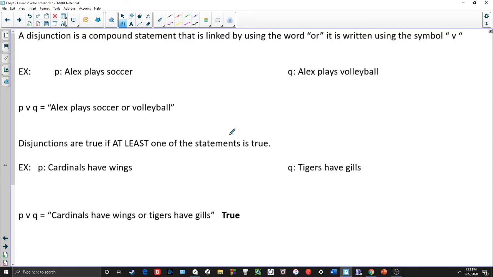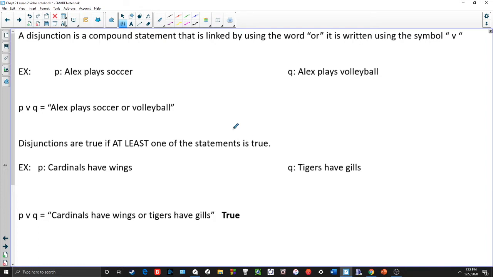So a disjunction is basically the word or. So and is a conjunction. A disjunction is the word or, and it's represented by the normal V symbol. There's not really a special word for that, I don't think, so we'll just call it the V symbol. So it's a little bit different than the word and, although it kind of serves the same purpose. It still is used to connect two statements, but the main difference is when it's true.